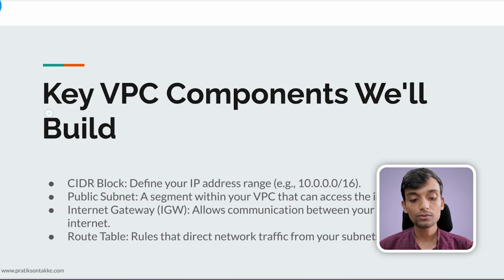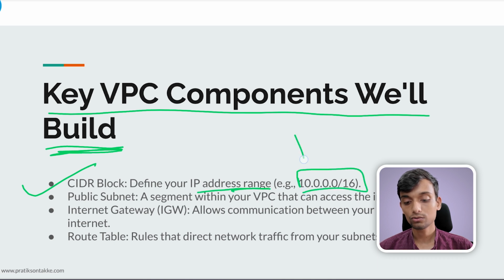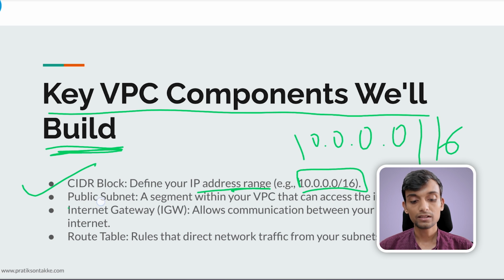The key components you will build. CIDR block: define your IP range, like this is your IP range 10.0.0.0/16. Public subnet: these are key components. What are the key components? CIDR block, public subnet, internet gateway, and routing table, right?